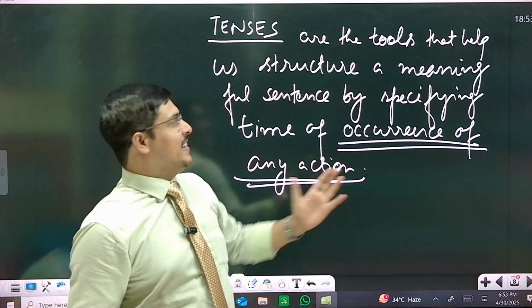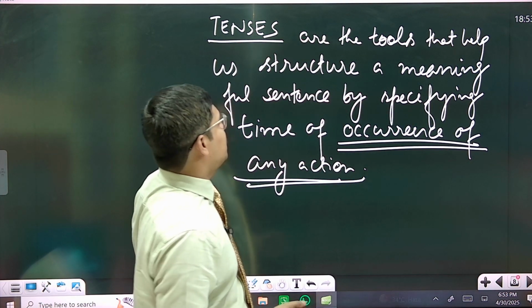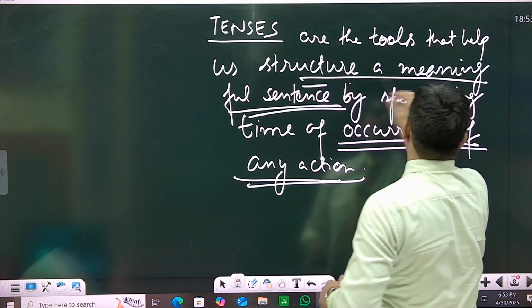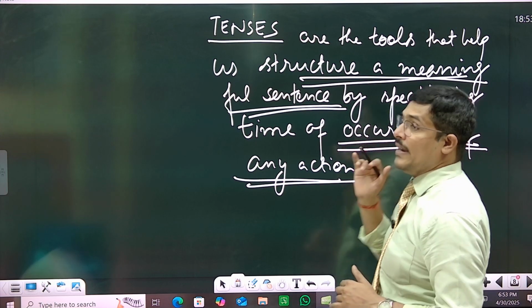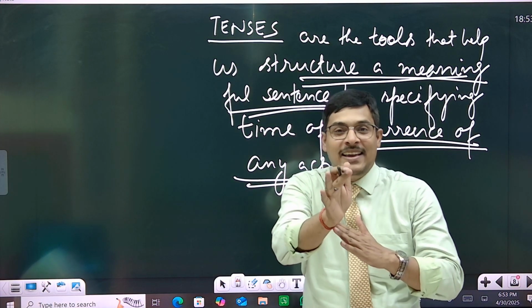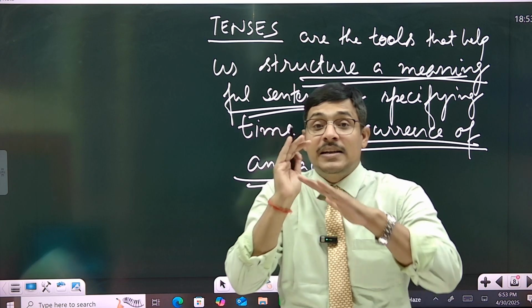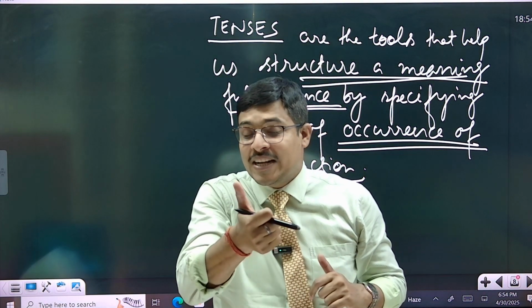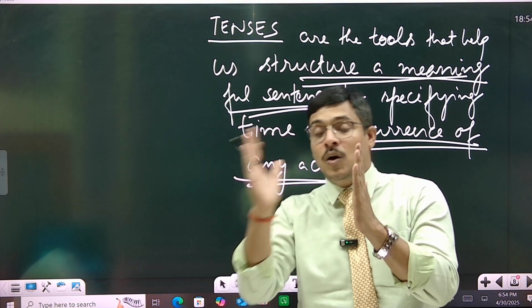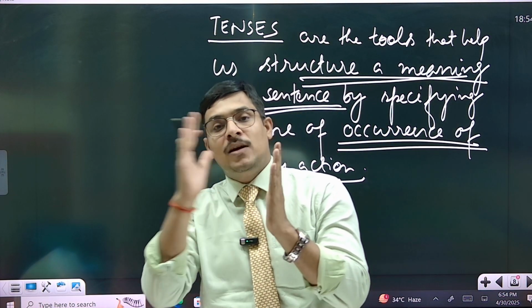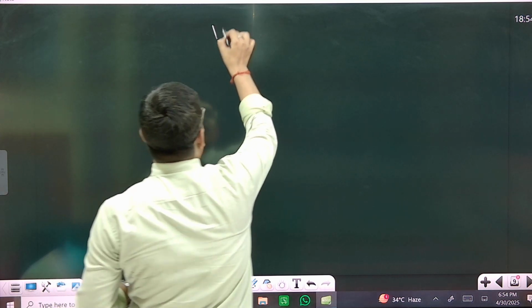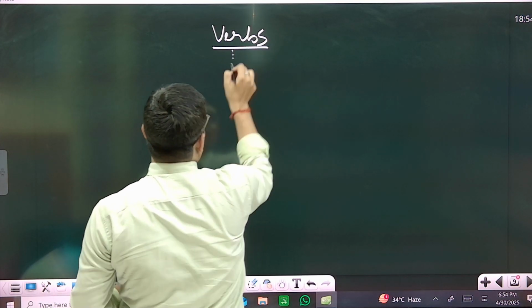What are tenses? Tenses are the tools that help us structure a meaningful sentence by specifying the time of occurrence of any action. Remember this expression, time of occurrence of any action. Whenever I say action, it means it is going to deal with verbs. Which verbs? Main verbs. This I have already told you.